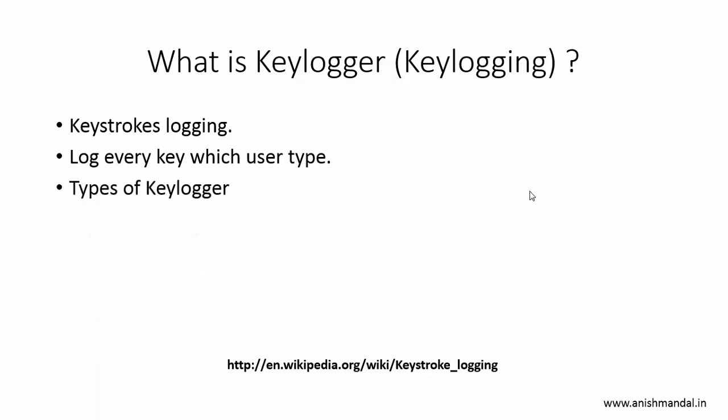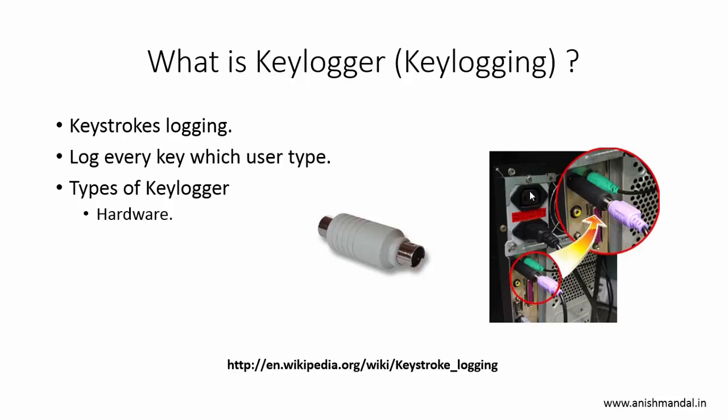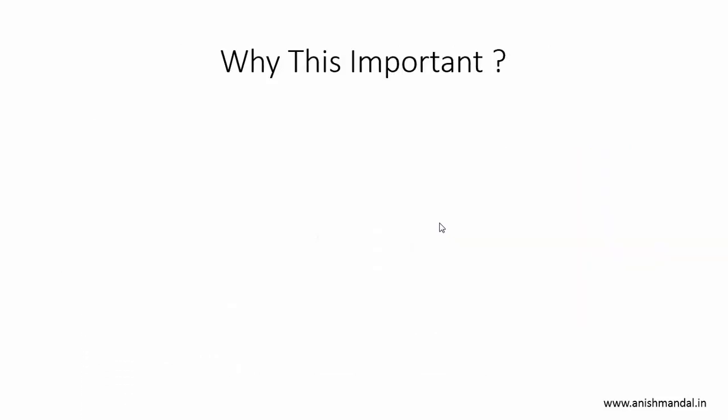There are two types of keyloggers available. One is hardware based, which looks like a PS2 module and is fixed to your keyboard, attached to your system. So whenever you type any keystroke, it will be logged in this PS2 module. The second one is software based, where you need to download and install the application on your system, configure the settings as per your requirement, and done.